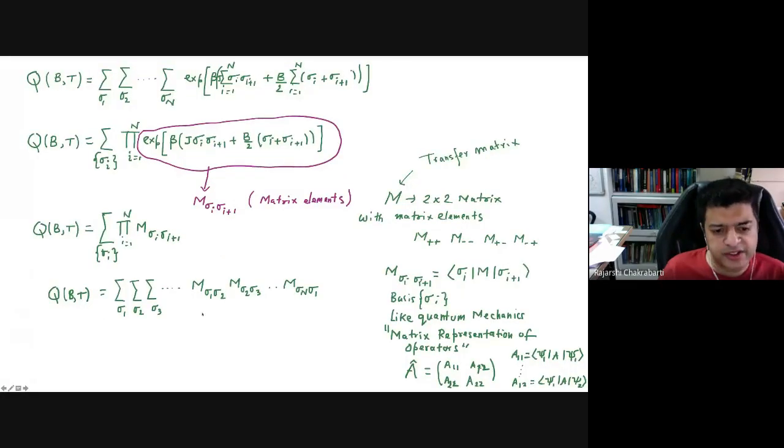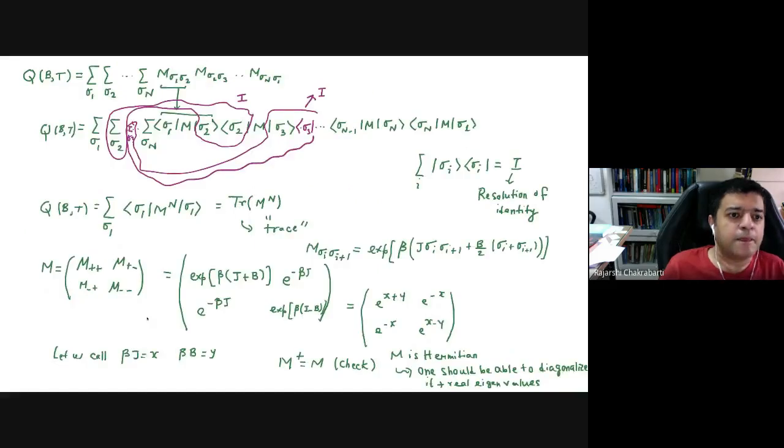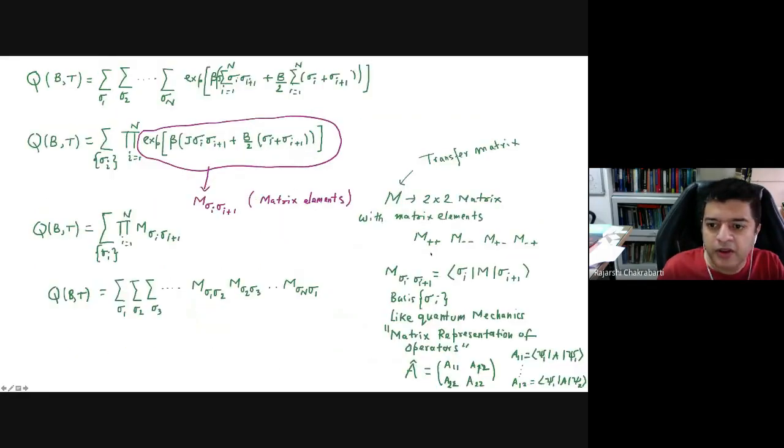Your partition function is a product of such matrix elements, and then you have to sum over all the spin states, sigma 1, sigma 2, sigma 3 up to sigma n. And then what I did, I said, okay, this is your matrix M, 2 cross 2.